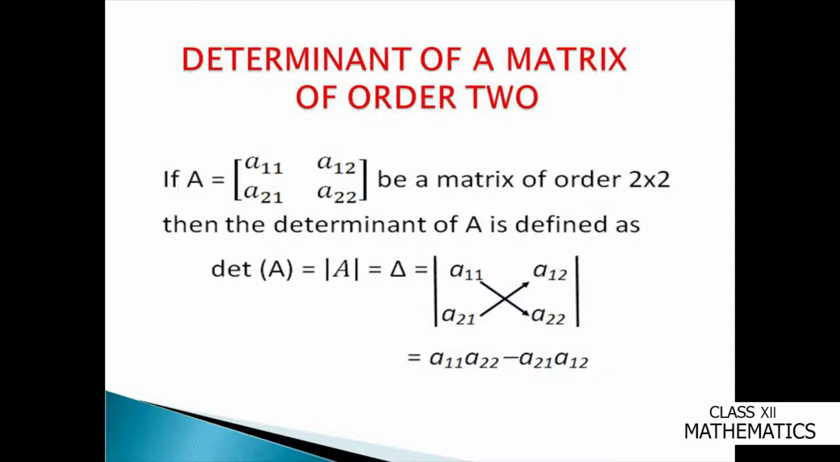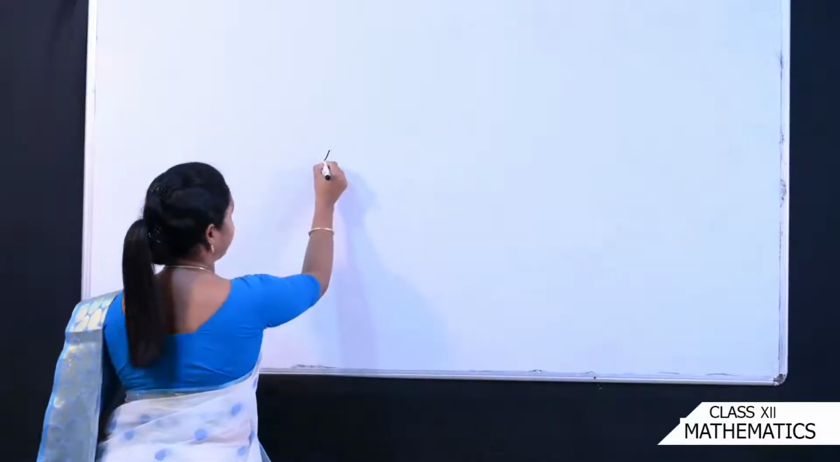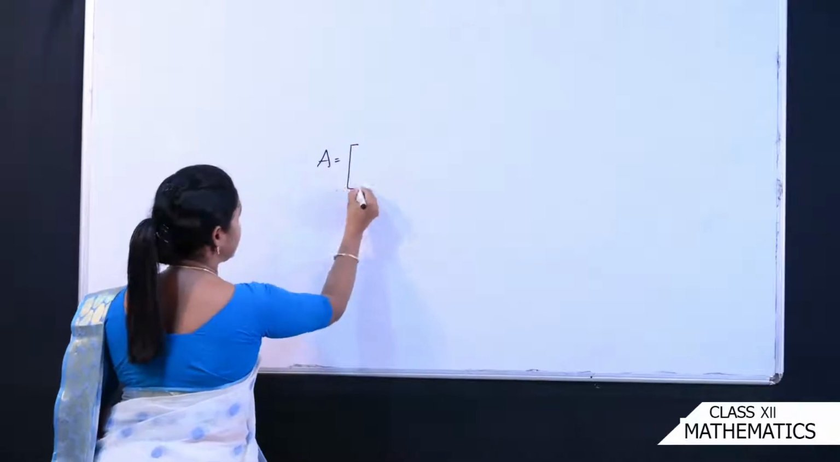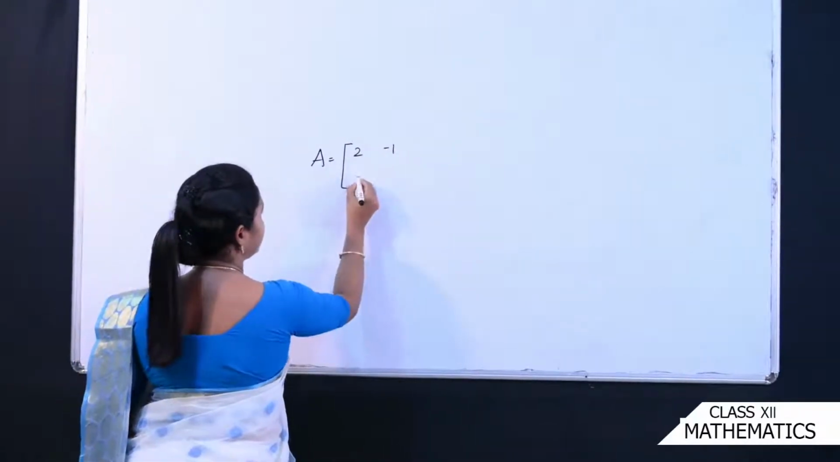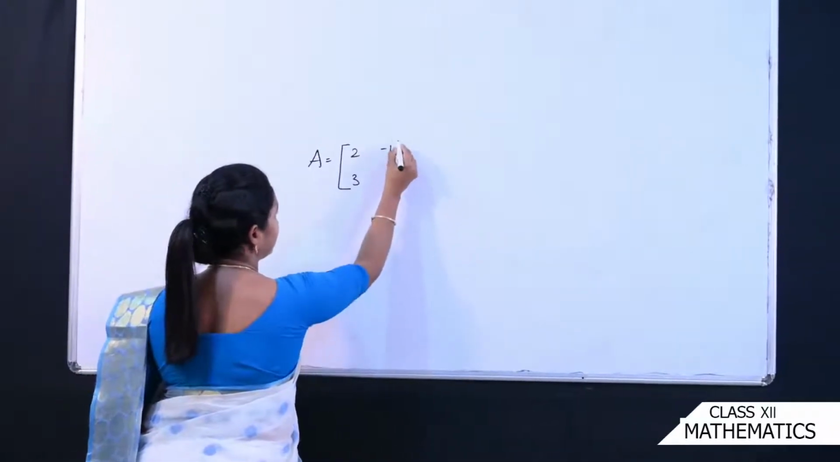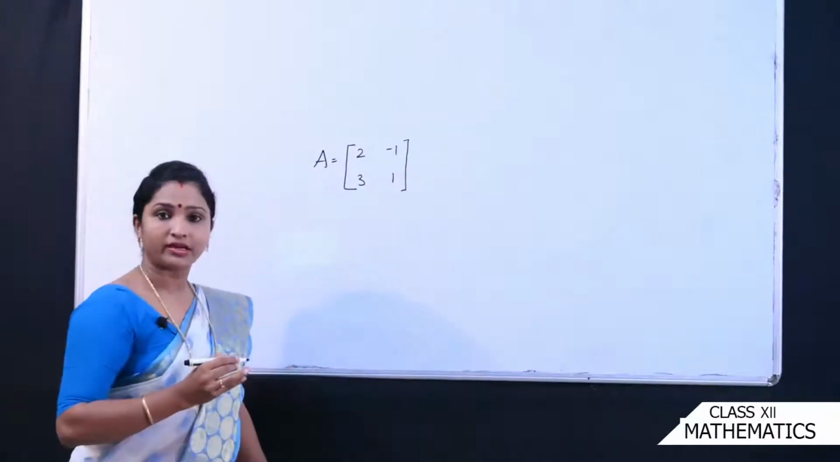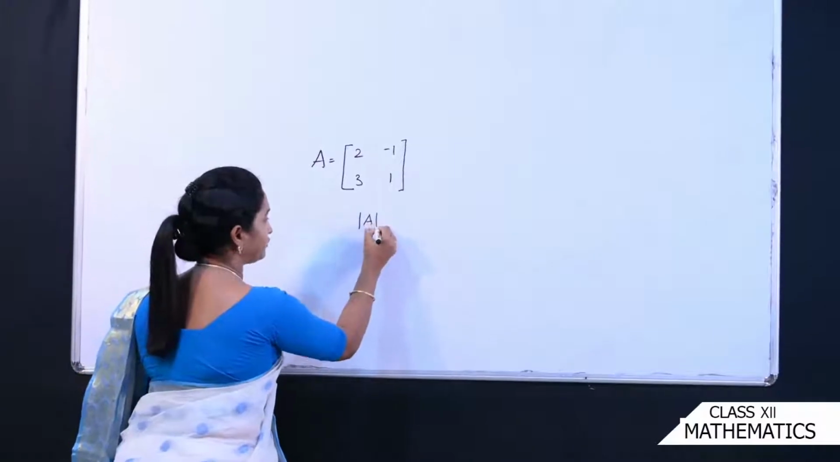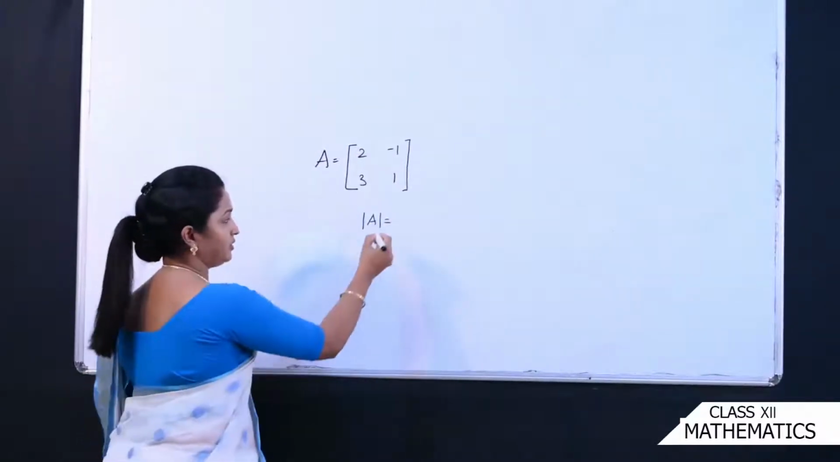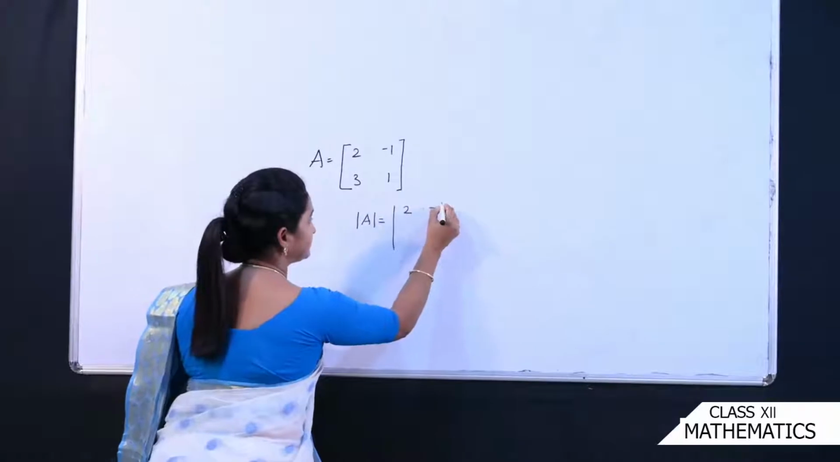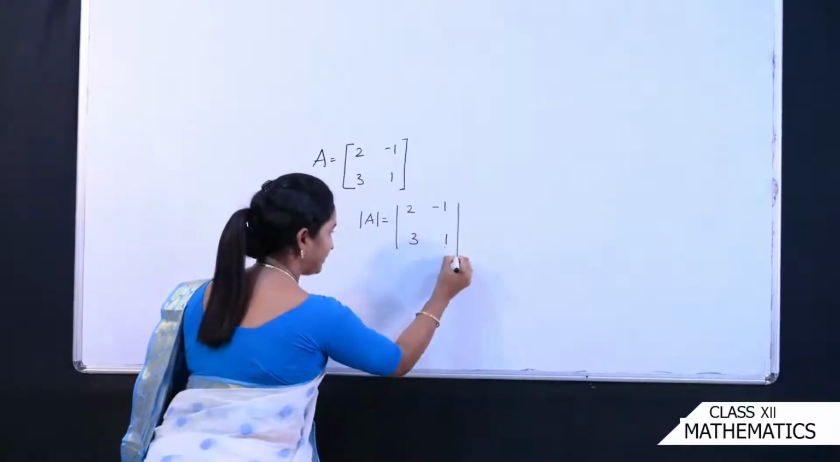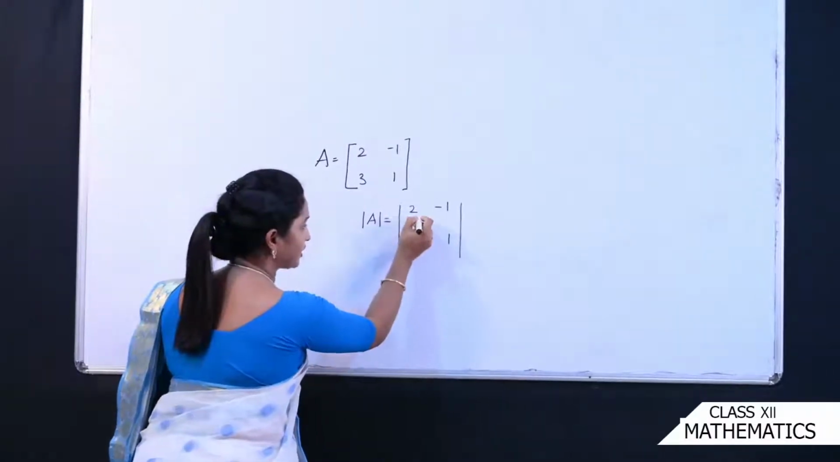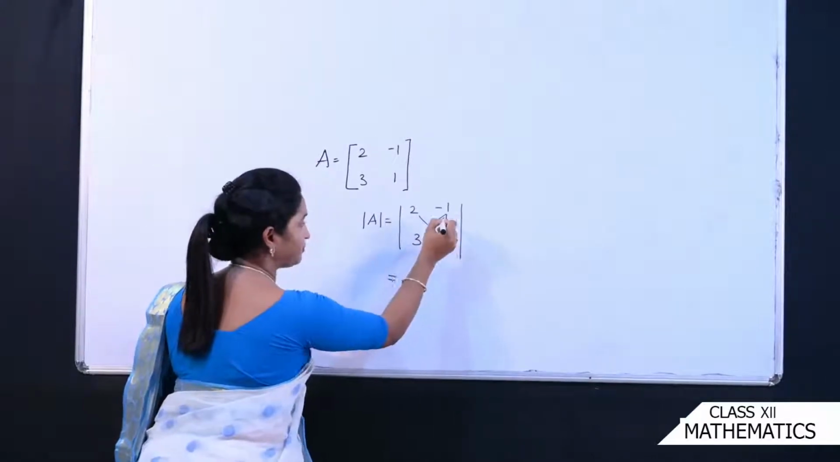I'll explain you with one example. You can see here, if I take a 2 by 2 matrix, A is equal to, suppose, 2, minus 1, 3 and 1. I have got a matrix. It's a 2 by 2 matrix, right? If you want to find the determinant of this matrix, first you will write down like this, and then you have to simply cross multiply and put a minus sign.